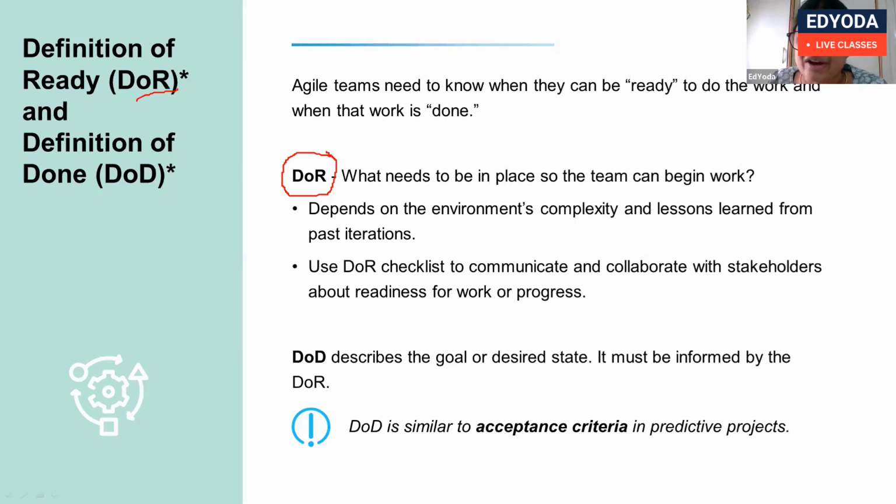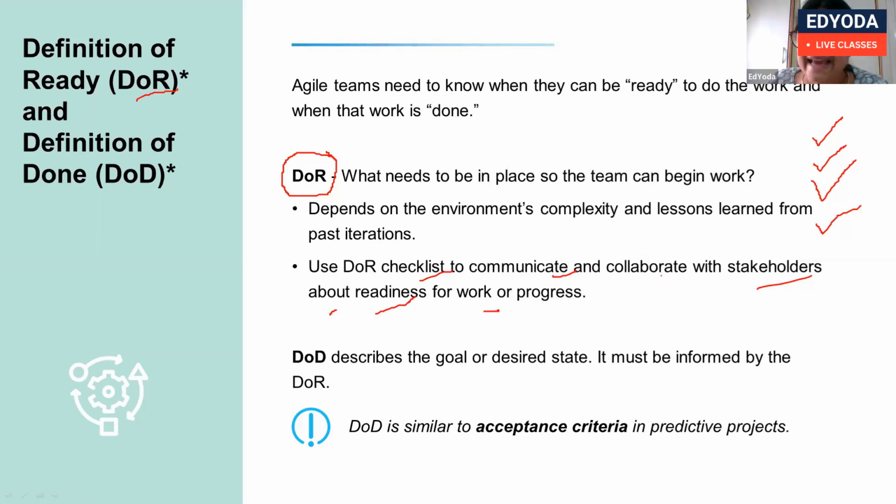Is all the technical documentation ready? Yes, it is ready. All the database related? Yes, it is ready. All the assumptions? Yes, it is available. All the dependency information? Yes, it is ready. So there is a checklist to make sure that, to start the work, all the information or relevant details are available. Definition of ready is a checklist to communicate and collaborate with the stakeholders about readiness of the work or progress.